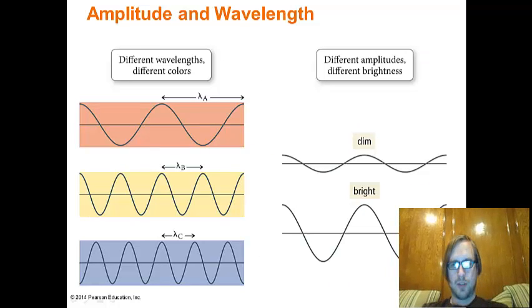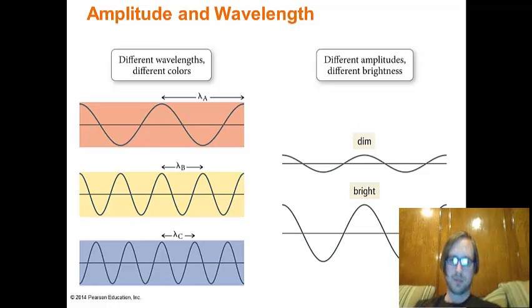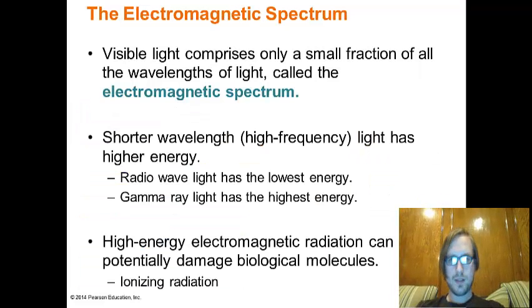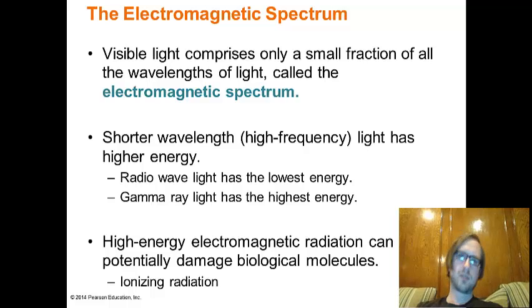So amplitude means brightness. Low amplitude is dim, high amplitude is bright. It's important to remember that visible light isn't a special kind of light. There really is no inherent separation between what's radio wave light and what's gamma ray light and what's visible light. The only separations we made there are separations that we called ourselves.